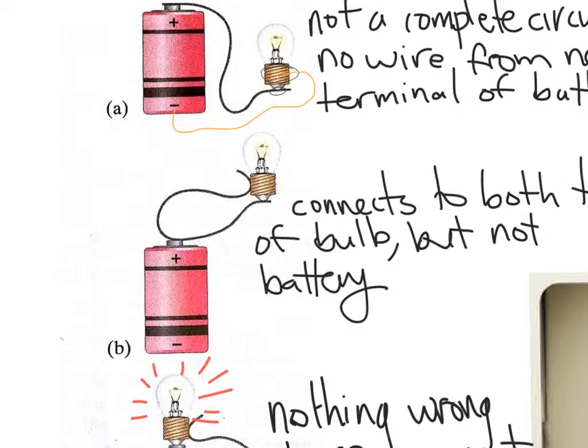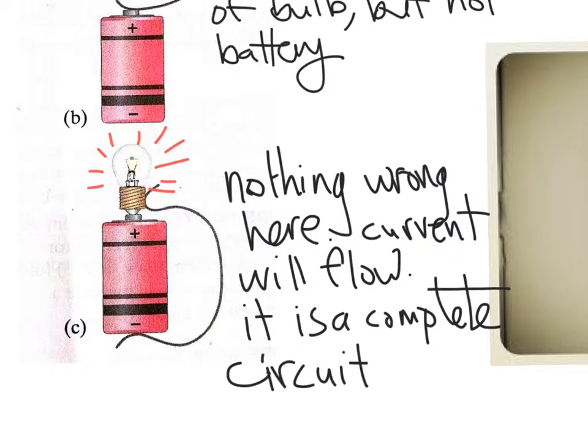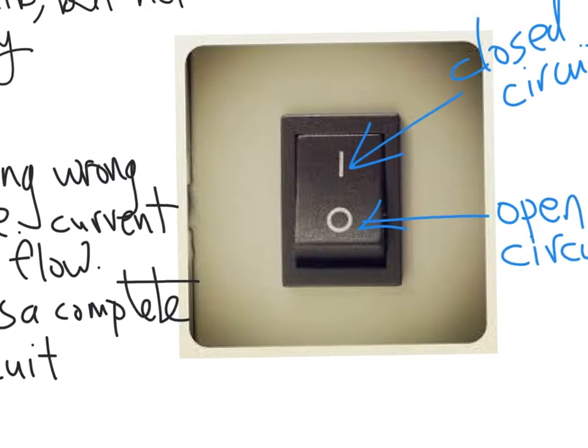And in part B, sure, we have both terminals of the bulb connected, but they're just connected to the positive side of the battery. One has to go back to the other, as in example C. So that was a tricky question. There's nothing wrong here. The current will flow. It is a complete circuit. From the positive terminal, it goes into one terminal of the bulb, and then from the other terminal of the bulb back to the negative. So we have light being emitted from the light bulb.